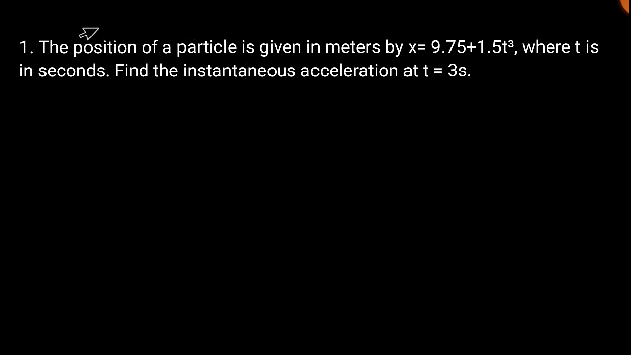Let's start with this question. The position of a particle is given in meters by this equation: x equals 9.75 plus 1.5 t cubed, where t is in seconds. Find the instantaneous acceleration at t equals 3 seconds.